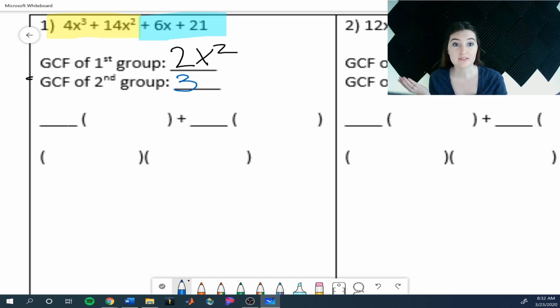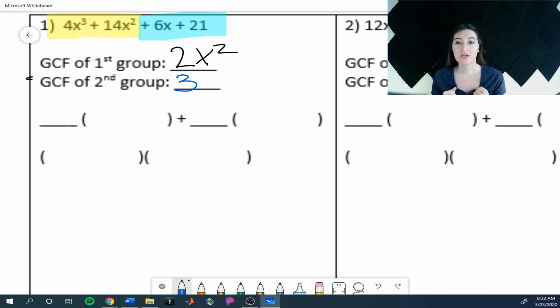And I have x and no x. So do they both have variables? Do they have a greatest common factor of variables? No, because I have just one x on the 6x, but I don't have an x on the 21. So my greatest common factor is just the number 3, and that's it.